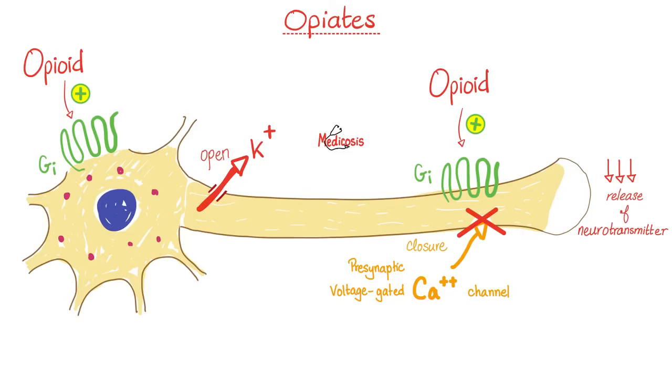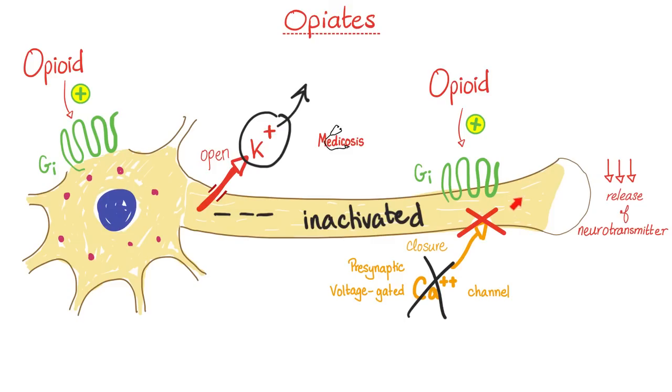Remember how opioids work? They are potassium channel openers, and when you open potassium channels, the positive electrolyte escapes the neuron, leaving the inside of the neuron more negative, or hyperpolarized, or inactivated. And since the nerve is inactivated, the calcium channel will be inactivated, calcium will never enter, the neurotransmitter will never be released, and this is how opioids kill the pain.